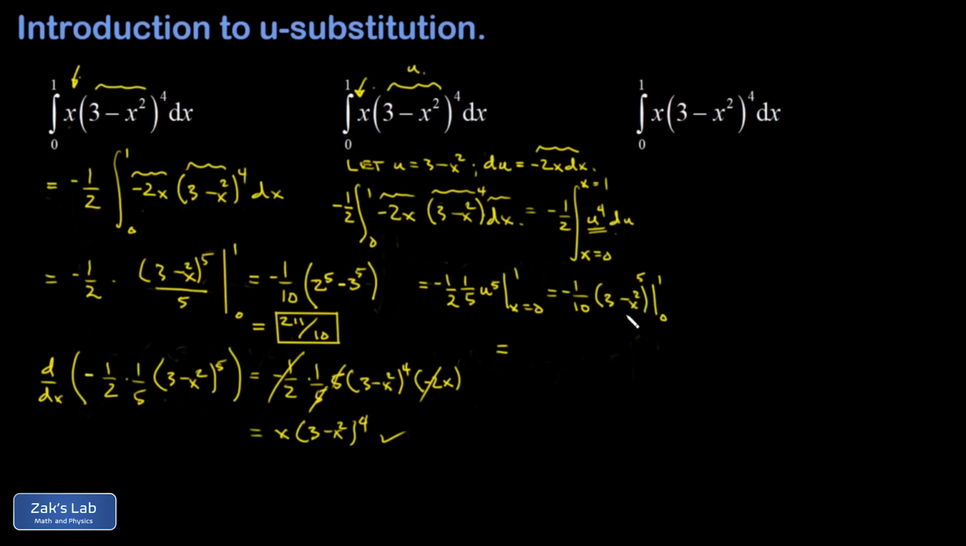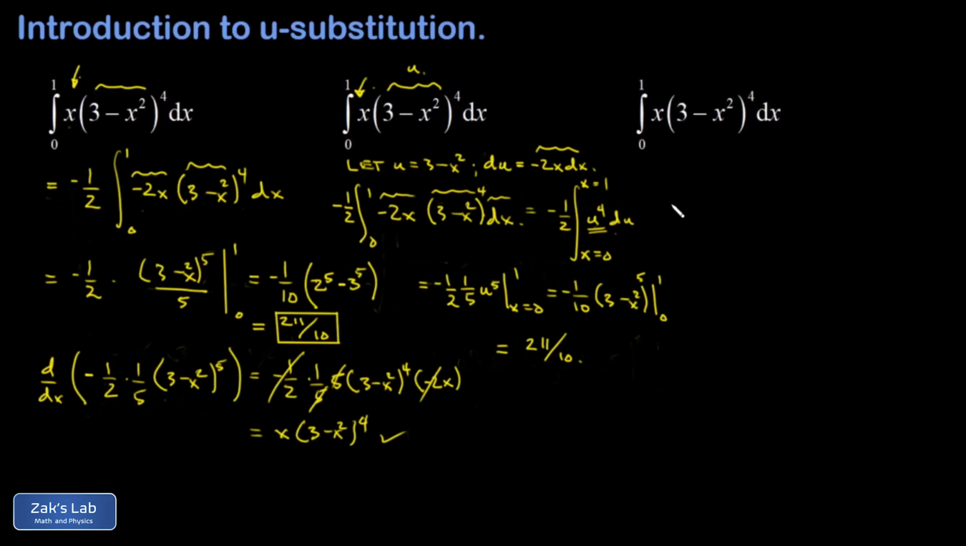When I sub in my upper limit, I get a 2 to the 5th. My lower limit gives me a 3 to the 5th. And when I clean things up, I get 211 over 10. Now, the reason I wrote down a third version of this thing is because we actually have an option to transform the limits of integration into u space, and then we can forget about x.